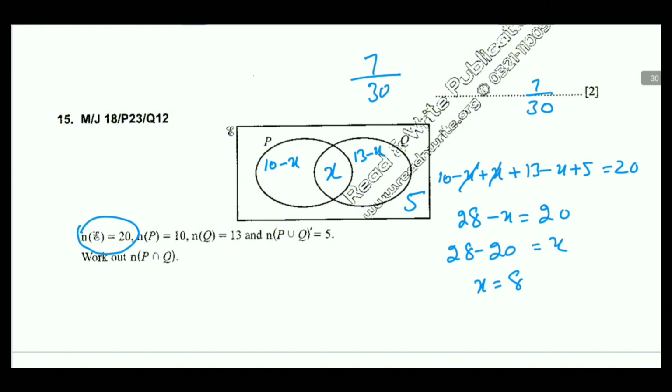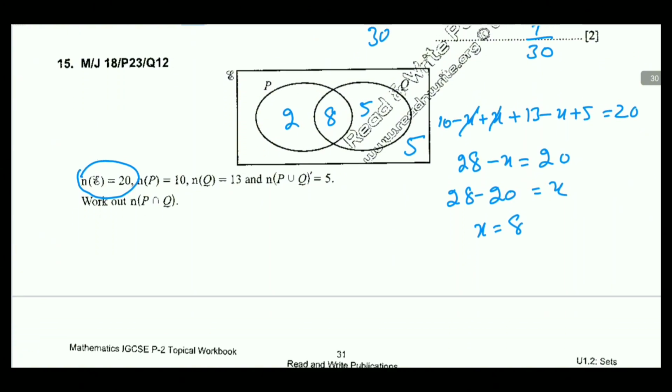So now you can put the values. X is 8. 10 minus x is 10 minus 8, that is 2. 13 minus 8, that is 5. So you can erase the previous values. 2, 8 and 5. You can write the final values at the end of the question.